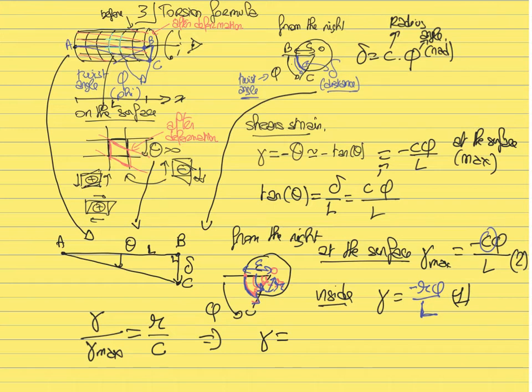the shear strain gamma at a given distance R from the center, is equal to the maximum shear strain gamma max times R divided by C, where R is the distance from the center at the point at which you want to calculate the shear strain, and C is the radius of the circle that defines the cross section of this beam. So this gives me a simplified formula to express the shear strain within a member subjected to torsion.